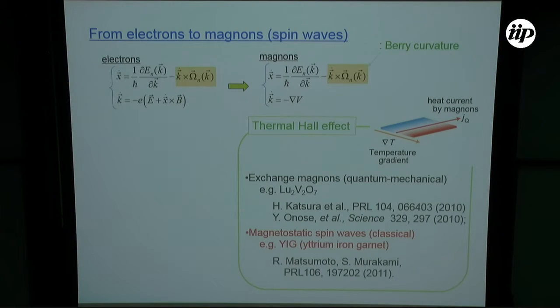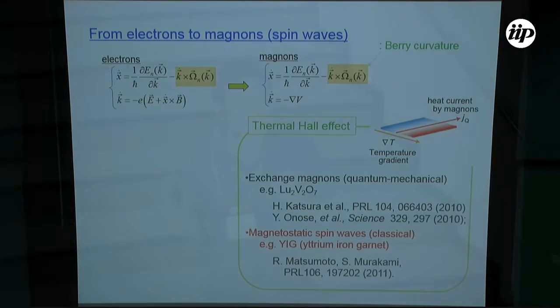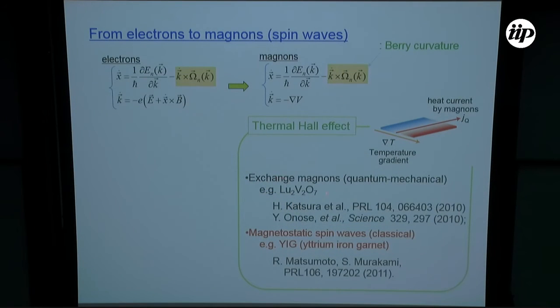Hopefully it's okay. Because this Berry curvature term is due to the magnon band structure, whether it is non-zero, or whether it is large or small, crucially depends on the interaction between spins. So we should write it here as a Dzyaloshinskii-Moriya interaction. It is one of the interactions which gives rise to a non-zero Berry curvature. Another one is a dipolar interaction, which is crucial, for example, in the case of a YIG thin film.